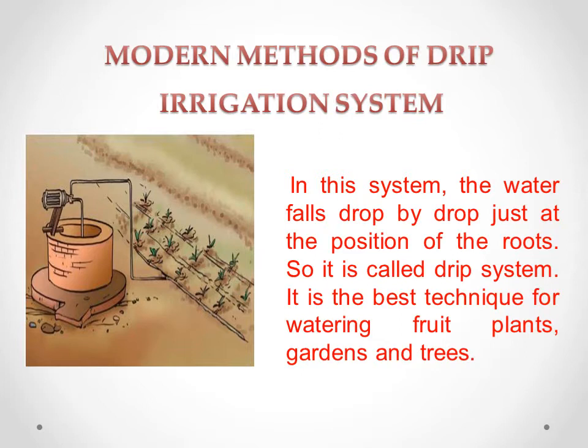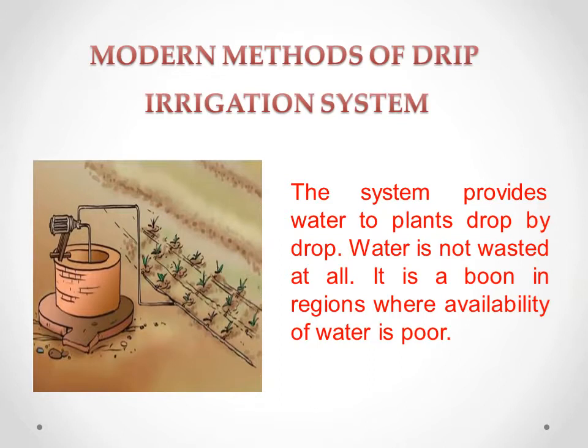Another important modern method of irrigation is the use of the drip irrigation system. In this system, the water falls drop by drop just at the position of the roots, and so it is called the drip system. It is the best technique for watering fruit plants, gardens and trees. In this drip irrigation system, water is not wasted at all. It is actually a boon in regions where the availability of water is very poor.